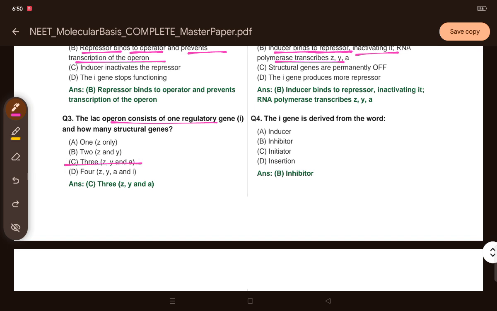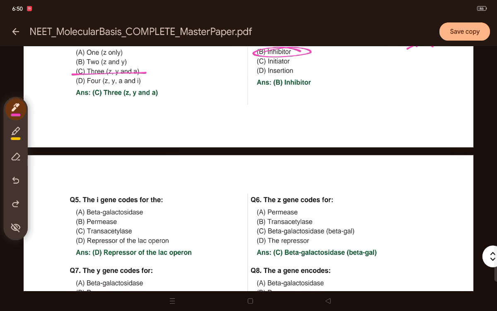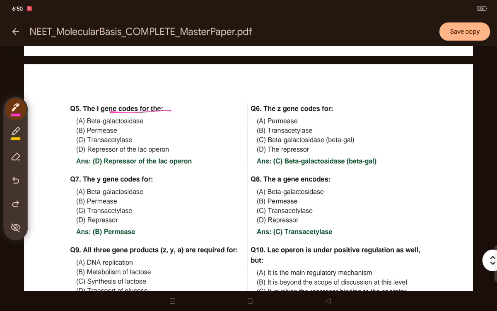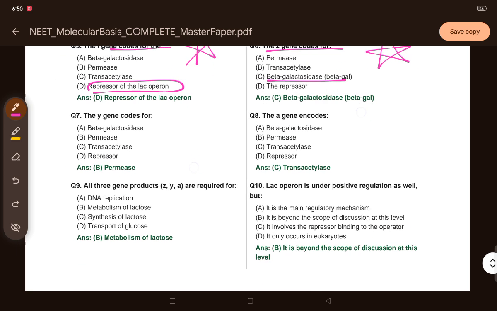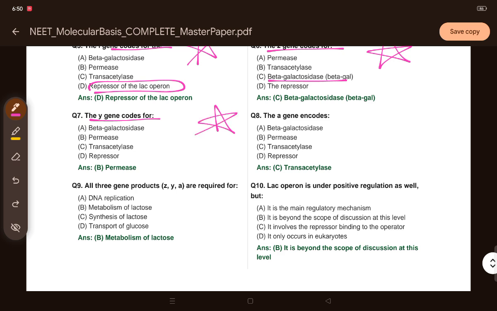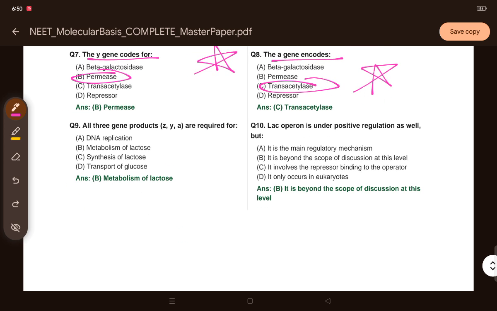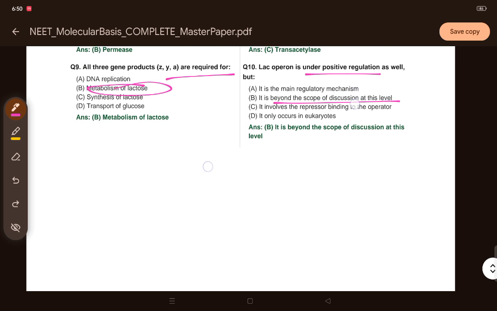3. Z, Y, A. The I gene is derived from the word inhibitor. The I gene codes for the repressor of the lac operon. The Z gene codes for beta galactosidase, beta-gal. The Y gene codes for permease. The A gene encodes transacetylase. All three gene products Z, Y, A are required for metabolism of lactose. Lac operon is under positive regulation as well, but it is beyond the scope of discussion at this level.